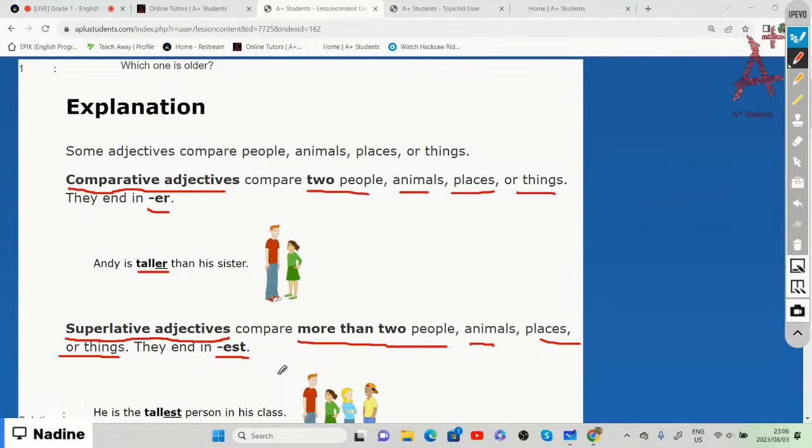Because now you are comparing, let's say, one specific person to more than two people, or to a whole class. They can maybe say this school is the biggest in the whole town, which means that it's being compared to all the other schools within the town or community. So that is superlative and comparative adjectives.